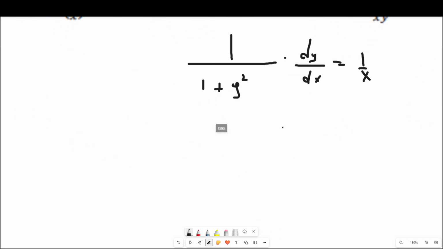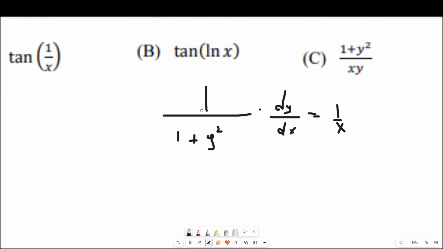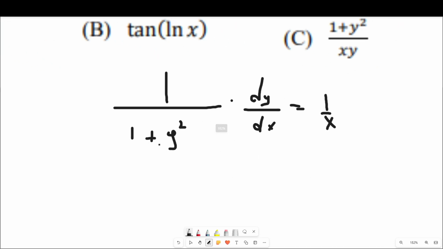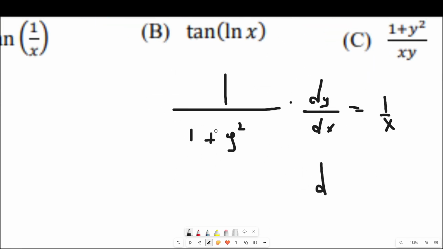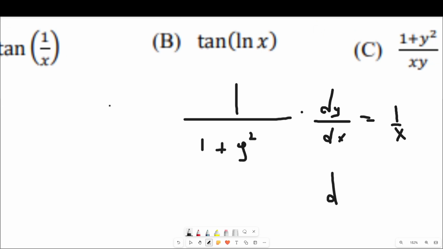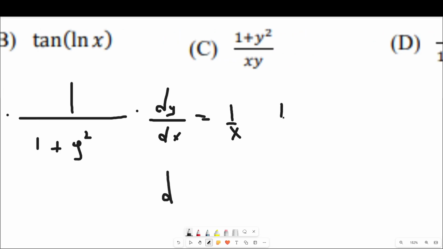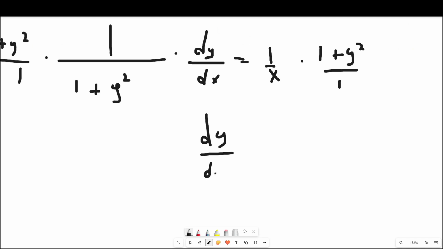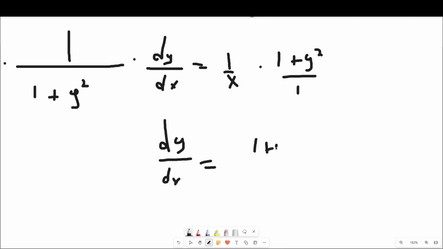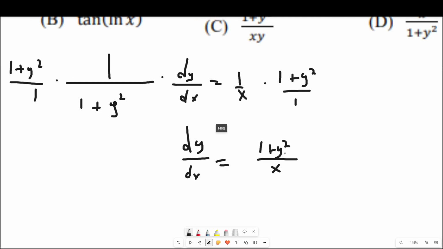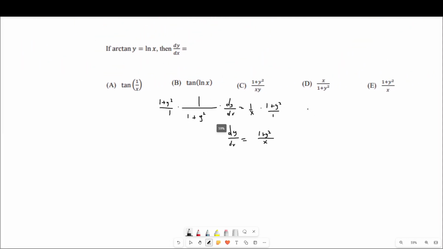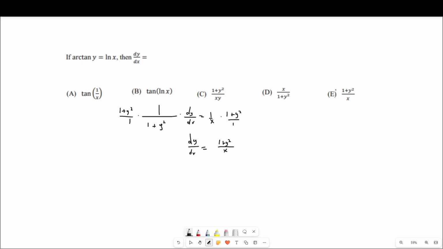So this is the same thing as, we're just going to keep it like this. And what we're going to do is divide both sides by 1 over 1 plus y squared. So basically just multiply both sides by 1 plus y squared over 1. And that means dy over dx equals 1 plus y squared over x. And as you can see, we have an answer choice, which is E.